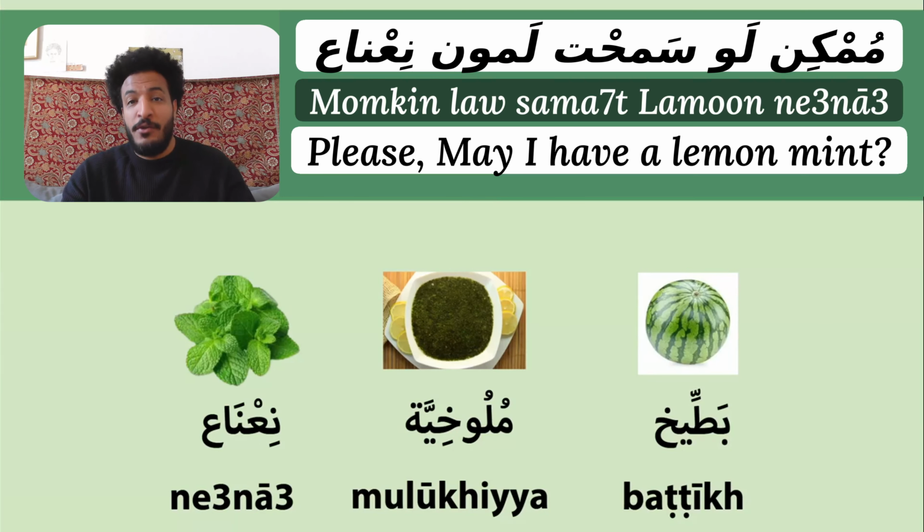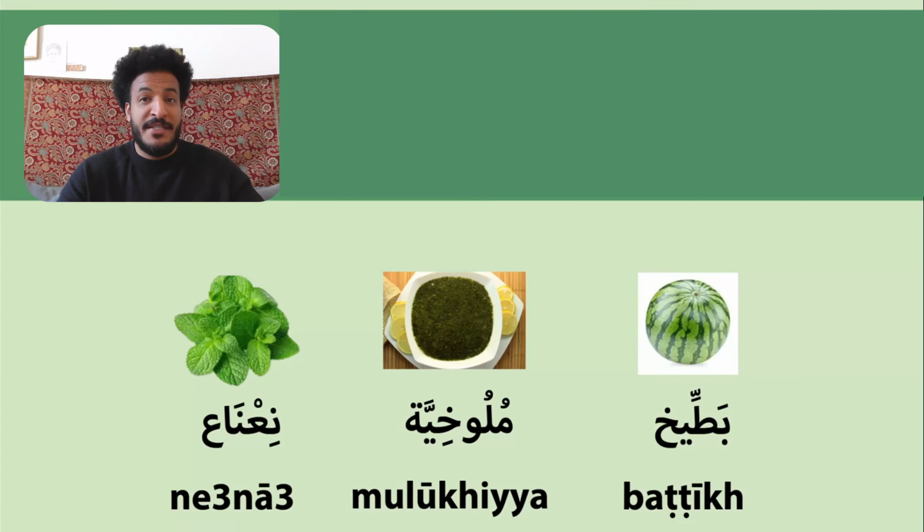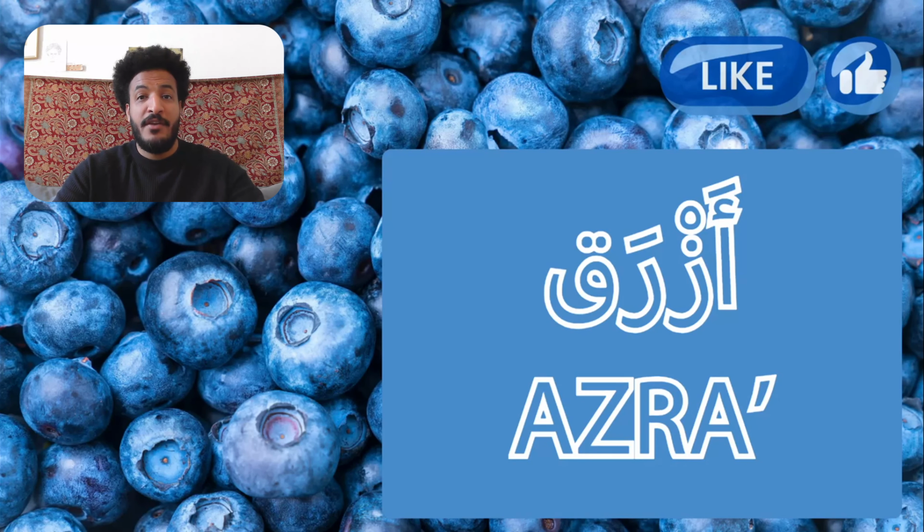If you go to Egypt and you like lemon and mint, try this drink. And if you tried it, let me know what you think of it. Okay? And another example using the color, النعناع لونه أخضر. And the next color we have here is the color blue.